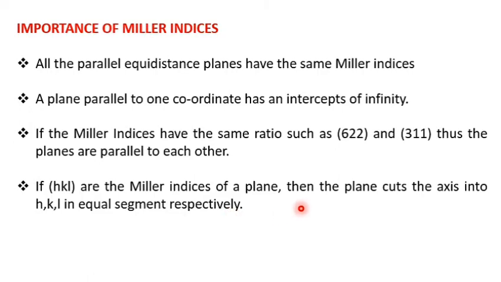Therefore, these are the importance of Miller indices. All the parallel equidistant planes have the same Miller indices. If the plane is drawn parallel to one coordinate, it has an intercept of infinity. If the Miller indices have the same ratio, such as 622 and 311, then these two planes are parallel. If HKL are the Miller indices of a plane, then the plane cuts the axis into HKL in equal segments respectively. So these are the importance of Miller indices.